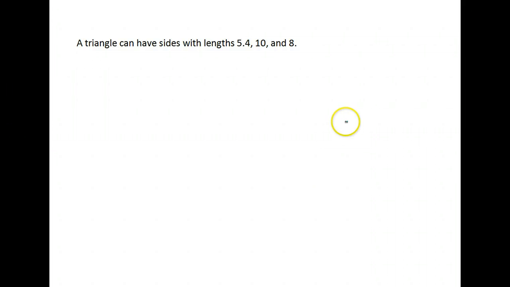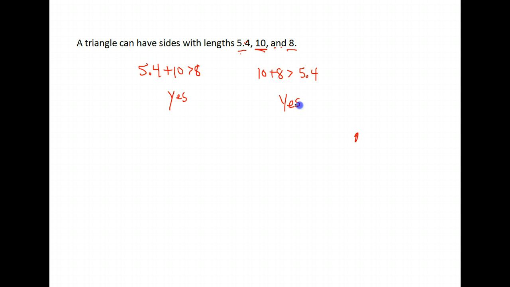Okay, is this true or false? A triangle can have sides with length 5.4, 10, and 8. Can that happen? Well, again, test it. Take any two sides, so 5.4 and 10. Is that bigger than that third side of 8? It is. We would get 15.4. Let's test the next pair, so 10 and 8. Is 10 plus 8 greater than our third side that would be left over, the 5.4? Yes, 18 is definitely bigger than 5.4.